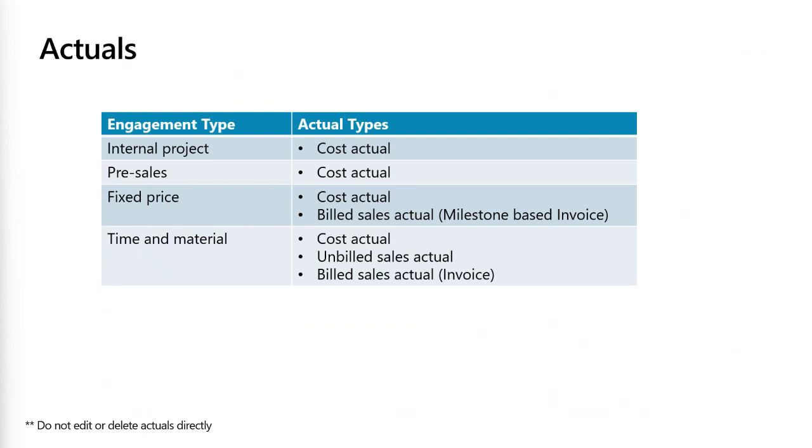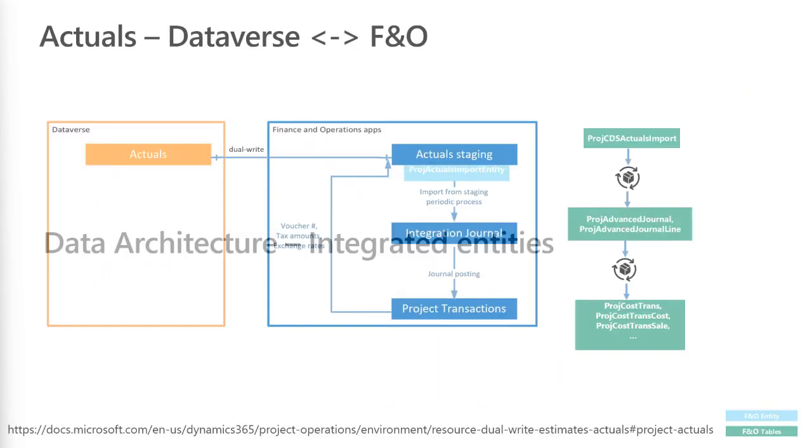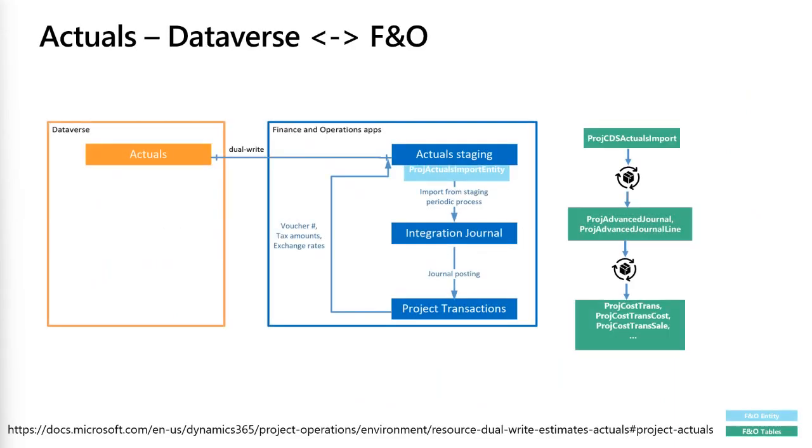Now, depending upon the engagement type, we can have internal projects. Depending upon the engagement type, these are some of the actual types that will automatically get generated. We also put together integrated entities from a data architecture perspective. So this is how the actuals get transferred from Dataverse to FNO. For billed sales, there is a different flow, and we'll be covering it as part of our invoicing tech talk.